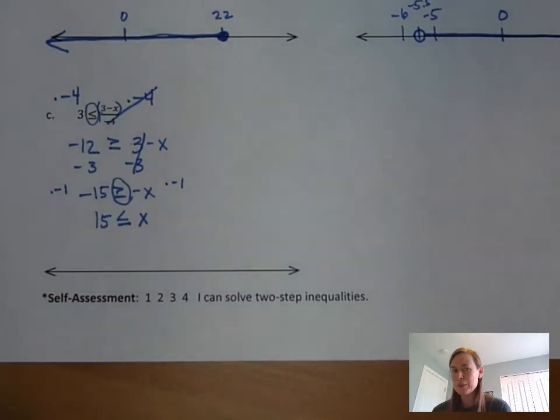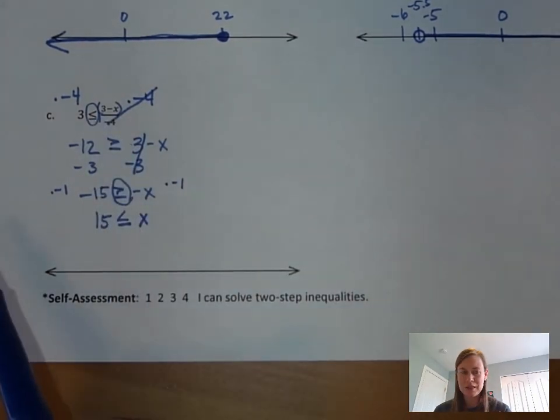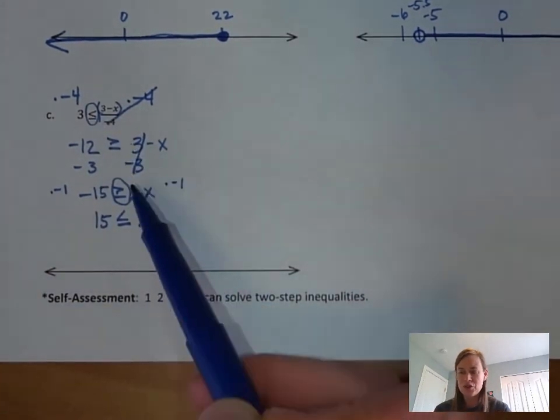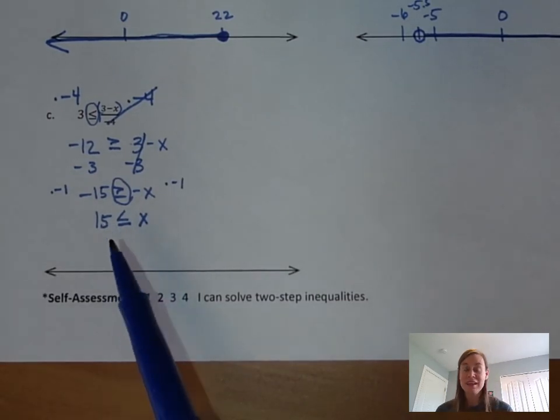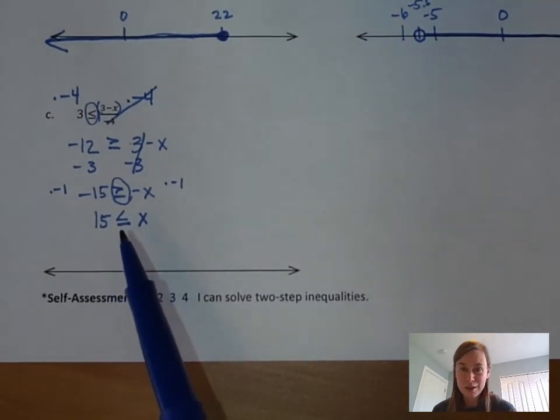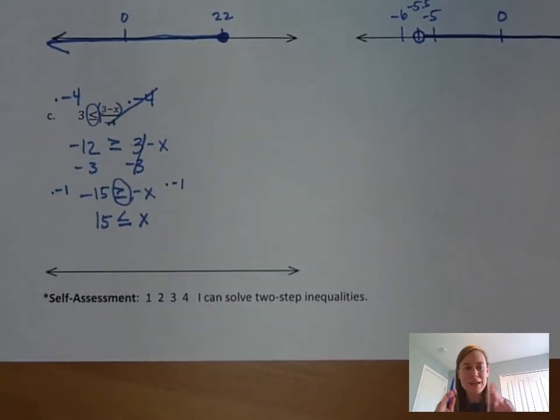So this one was a little bit crazy. Did you notice that we flipped the sign twice? So it started off as less than or equal to, and then it went to greater than or equal to, and then in the end it went back to less than or equal to. That can happen. You might even have problems later on where you flip it 3 times. It can happen, but just make sure you're keeping track of it, and every time you multiply or divide by a negative, just flip it, and then you will be on the right track.